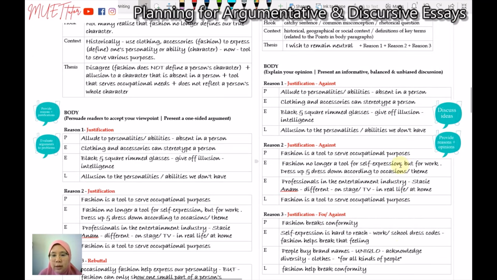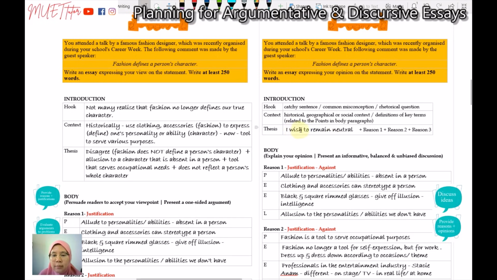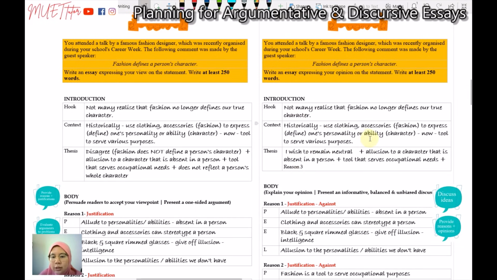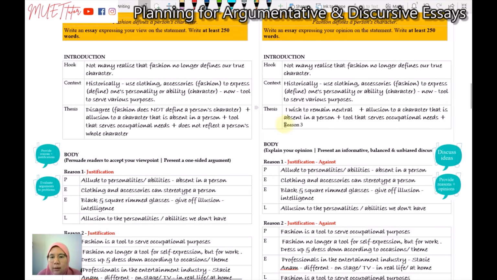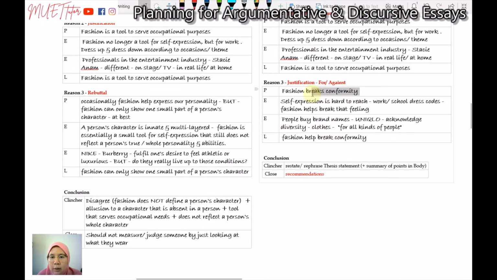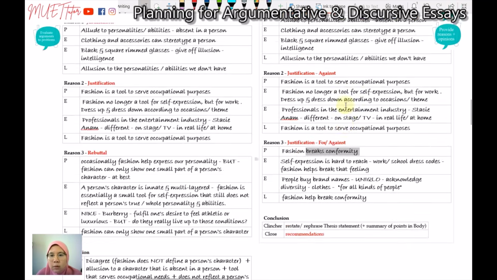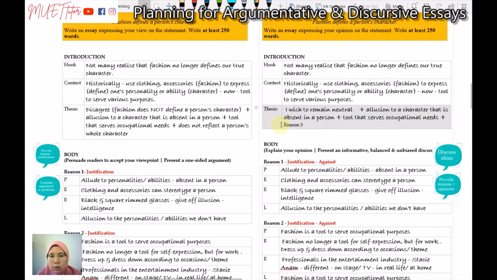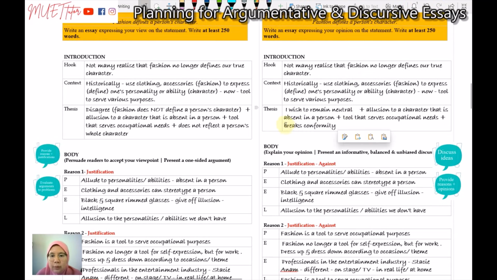In the introduction, you can take from the argumentative and change some parts in the thesis. We change reason 3 because that's the odd one out. You can get from the P in reason 3. Change it. Fix it here. Help break conformity. So now we have the introduction.